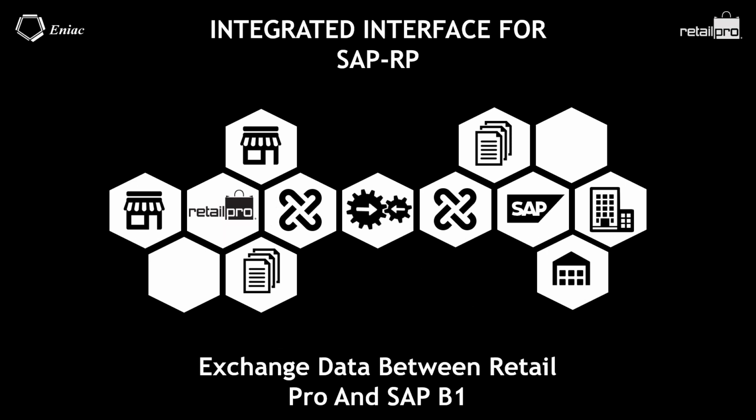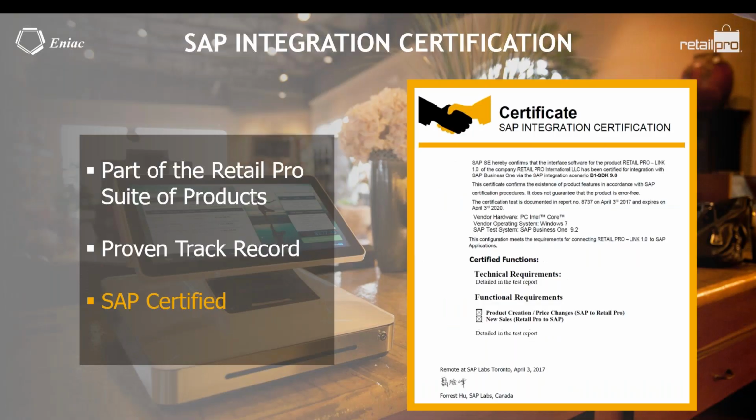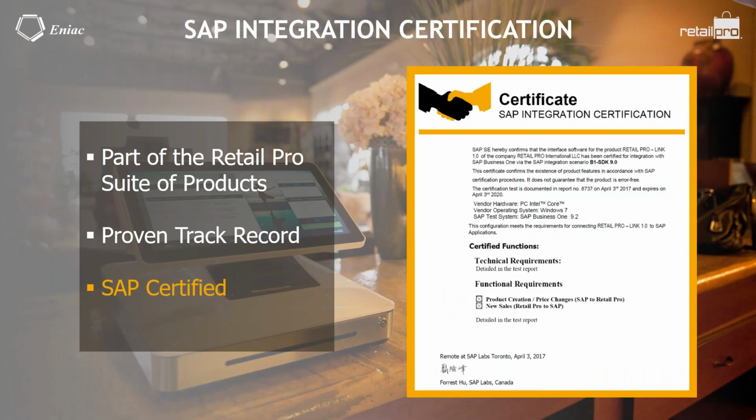So the concept of the link is that it is an interface that allows us to exchange data between Retail Pro and SAP Business One. The key part of this integration is the way that we exchange documents and the type of documents we can exchange between Retail Pro and SAP. One of the key points is that we are certified by SAP.